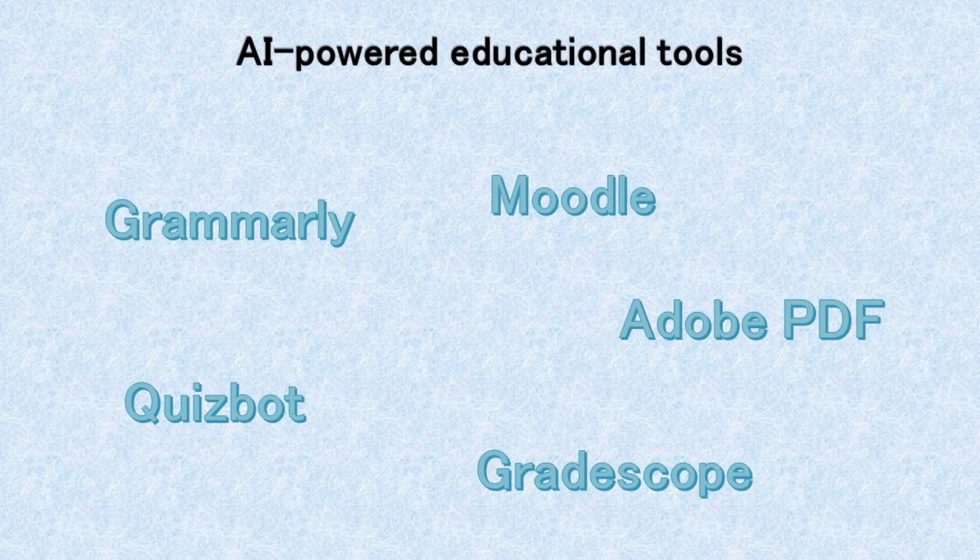Gradescope can be used to grade large volumes of work and provide faster feedback to students, streamlining assessment processes. Moodle, with AI integrations, is a popular learning management system, LMS, and it can be used to track student progress, offer personalized learning experiences, and gather data on student performance.